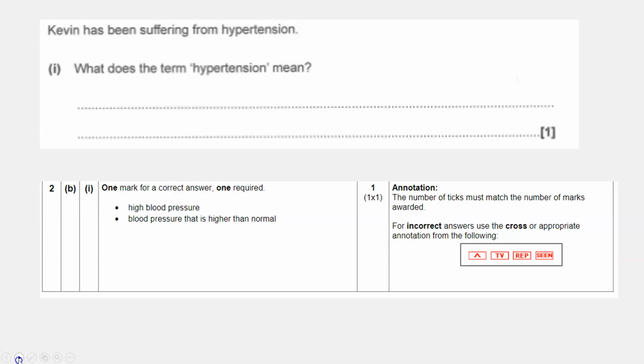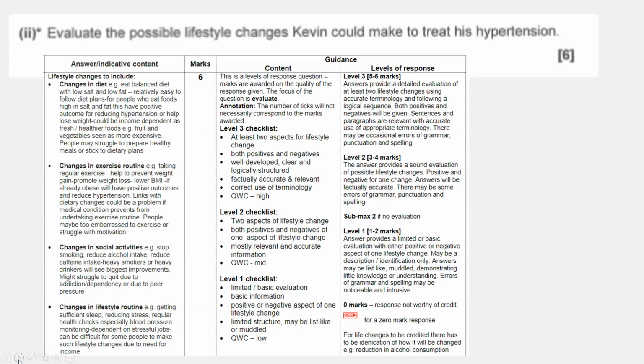Now, with regards to that evaluation question, evaluate the possible lifestyle changes Kevin could make to treat his hypertension. This is the mark scheme. This is the main thing we want to be looking at here. So hopefully you've potentially mentioned changes in diet, changes in exercise routine, changes in social activities, changes in lifestyle routine. Please read these for descriptions in terms of what they've actually put as an acceptable answer. And then you've got different levels here. So if you just pause this and give this a read, and if this confuses you or anything and you really want me to answer a few questions on this, feel free to contact me.